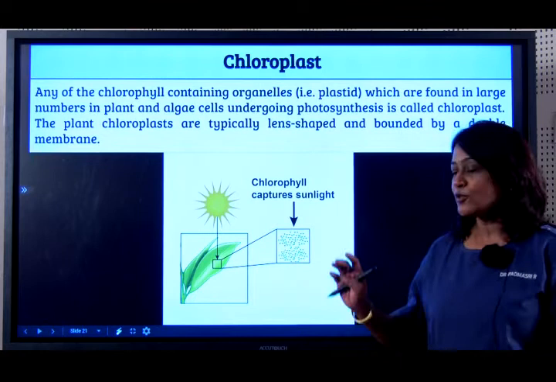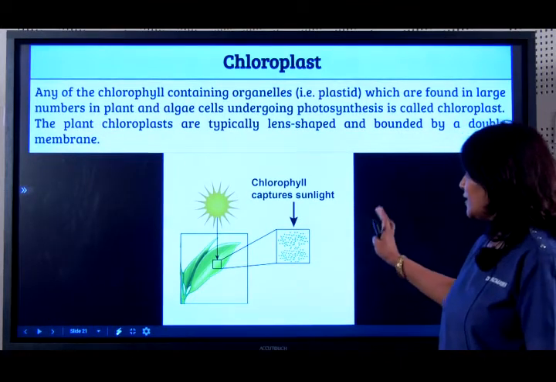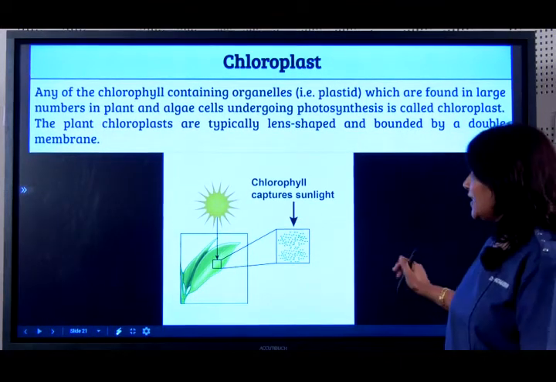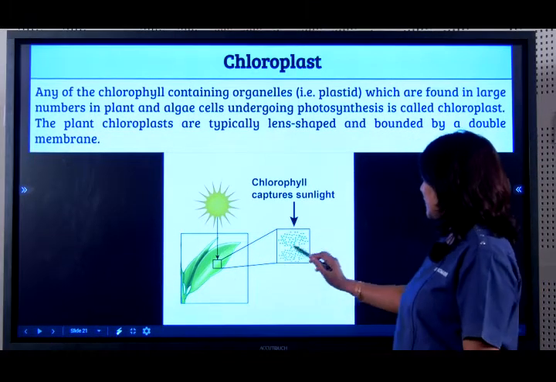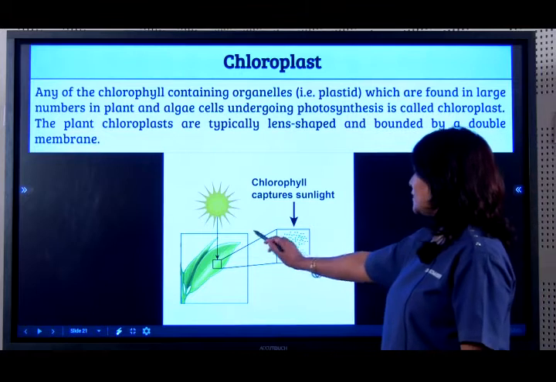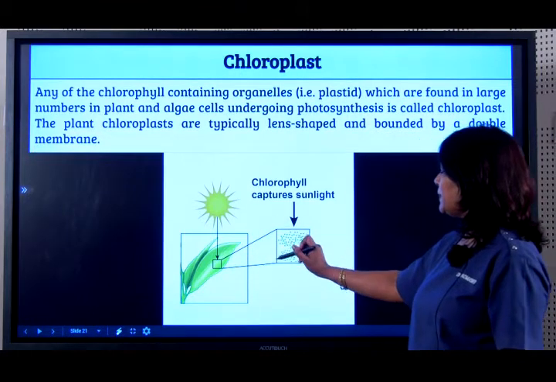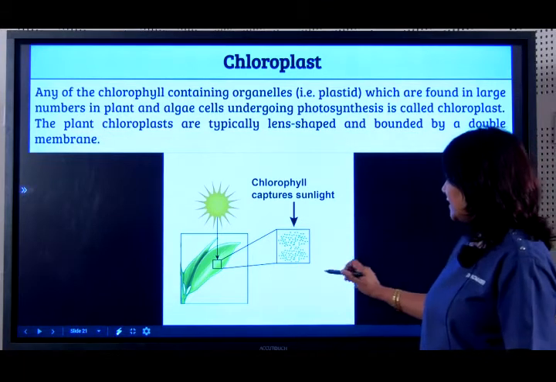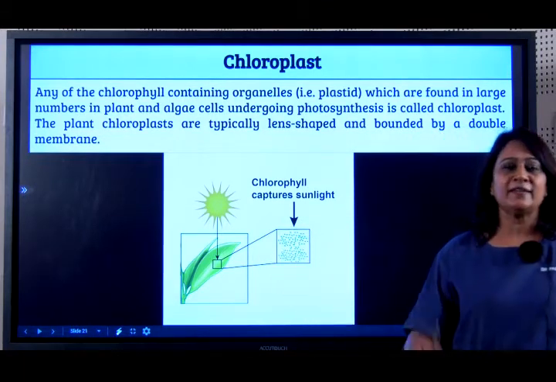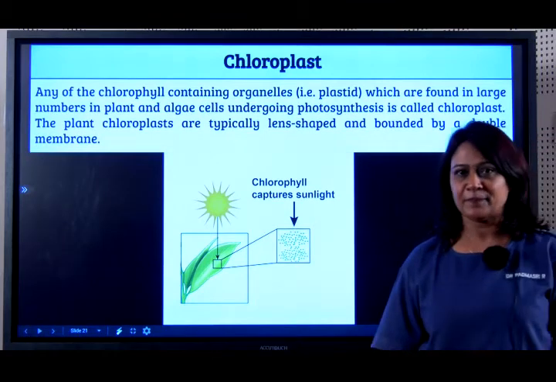Since the chloroplast is very important, this is another slide to emphasize it. It is a chlorophyll containing organelle which is also called a plastid, and the chloroplast is present in that. It contains a green pigment and it is present in most of the plants and algae, and it is a lens-shaped cell bounded by a double membrane.